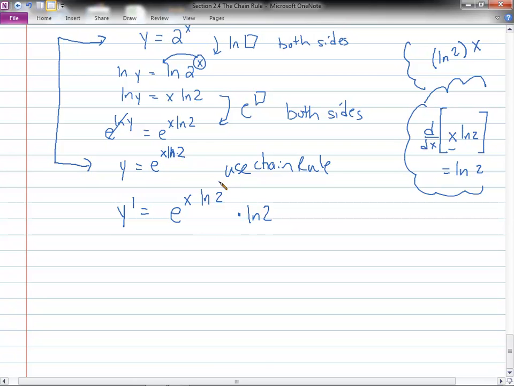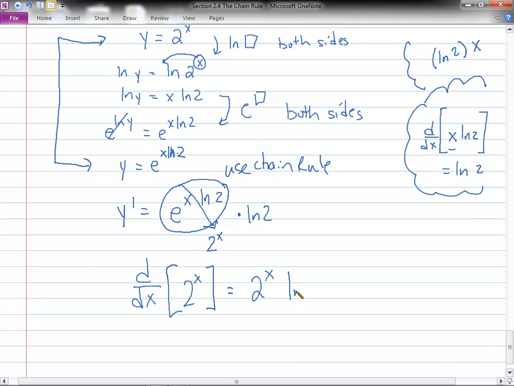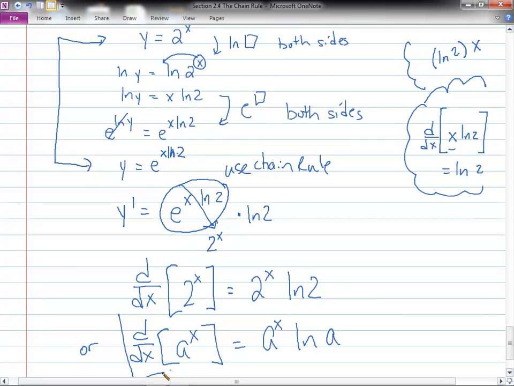And of course, again, recognize that right there is the same thing as 2 to the x. So the derivative of 2 to the x is 2 to the x times the natural log of 2. Or in general, the derivative of a to the x is always a to the x times the natural log of a. Okay, so that's one other formula to remember.